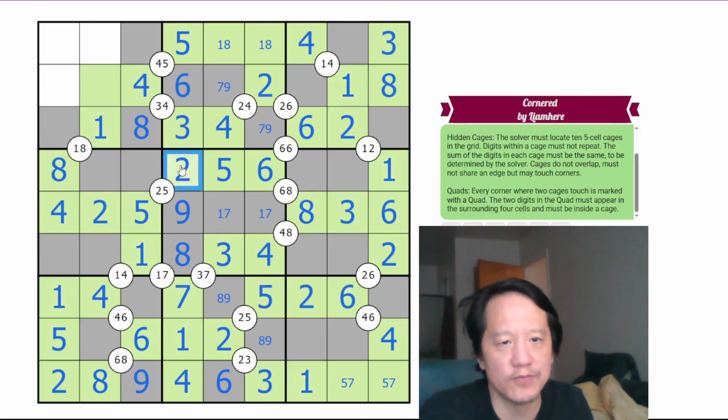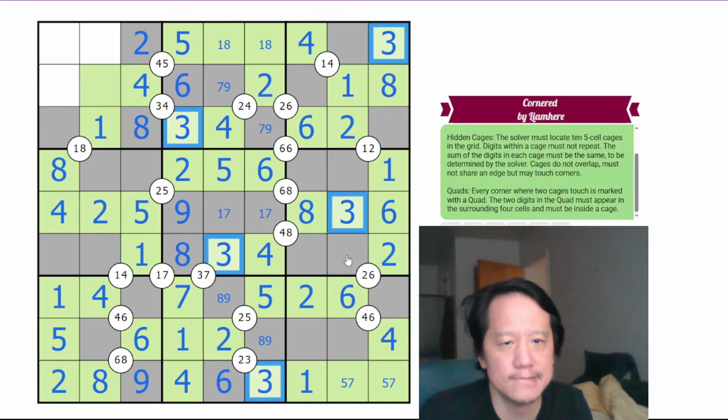We don't have enough information about 1's. We have 8 2's, so we know where the last 2 is. It's there. 3's, we don't really have enough information about.